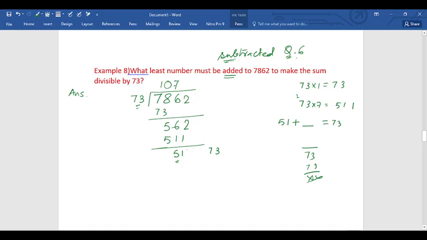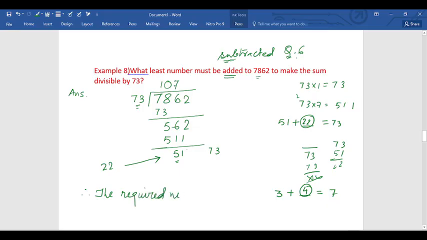Let me give you an easy example. With 3, how much should you add to get 7? 4. How did you get this? 7 minus 3 gives you 4. In a similar way, 73 minus 51 gives you the number 22. That means at least you need 22 to be added to 51, or to 7862, to make 7862 exactly divisible by 73. So the required number that must be added is 22. This is the answer.